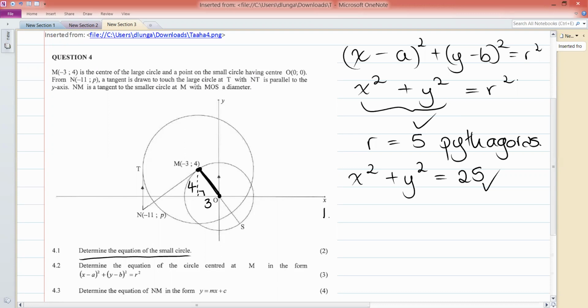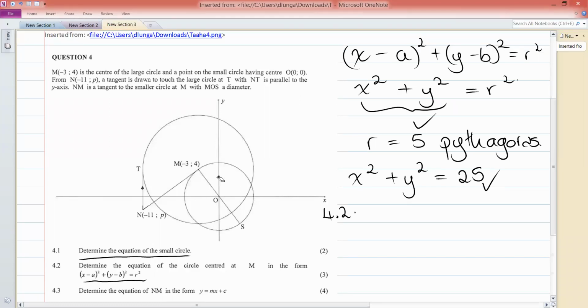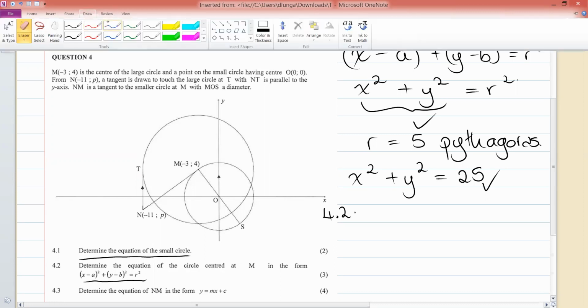Okay, so on to 4.2. Determine the equation of the circle centered at M in this form as well. Okay, so for this second circle, let me get rid of that. Something important here: the nice thing about this one is we can also work out the left-hand side straight away.